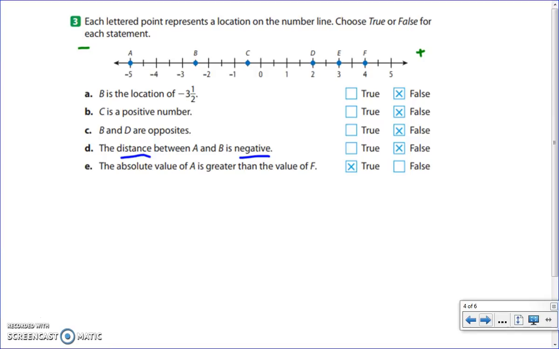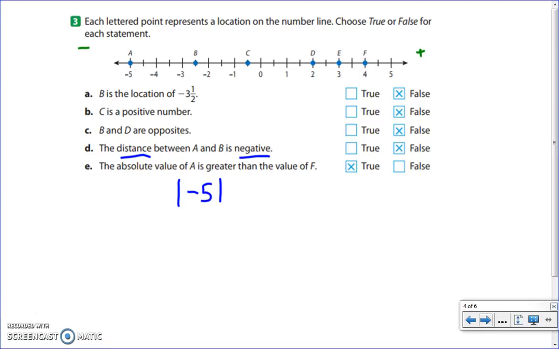And so part E, our one lonely true answer this time, says the absolute value of A is greater than the absolute value of F. That can be tricky. On this number line in particular, they do have number values with each of the letters. Some of our number lines don't. But because we do have numbers with these letters, we can go ahead and consider the numbers themselves. A is at the point -5, and its distance from 0 could be represented by the absolute value of -5.